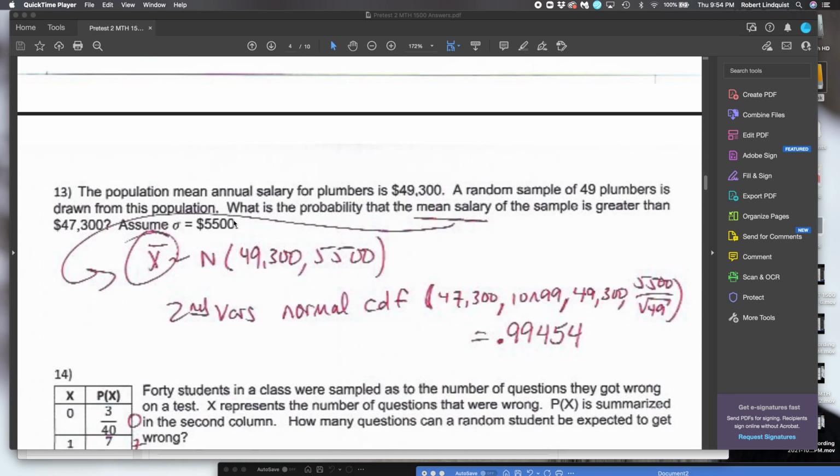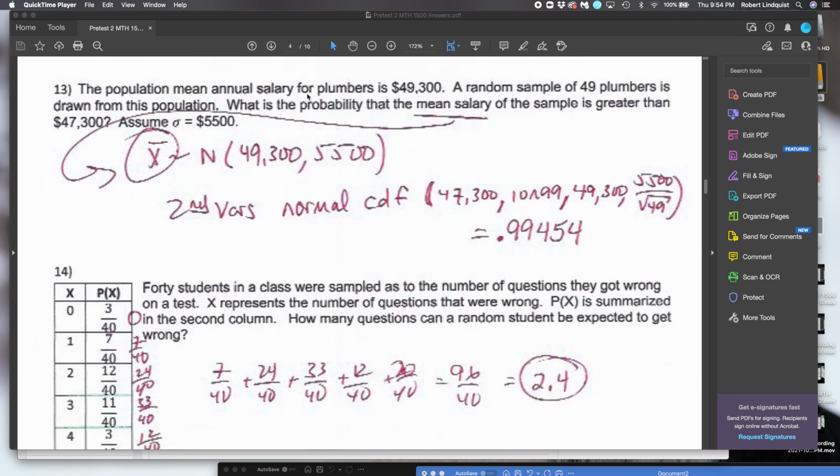Okay? Last one for this particular page, the population mean annual salary for plumbers is $59,300. Now that's the mean average salary. A random sample of 49 plumbers is drawn from this population. What's the probability that the mean salary of the sample? So this is going to be a normal again, but it's going to be normal for the mean salary of the sample, which means that you need to divide by the square root of the sample size at the end. So the scratch work, lowest is 47,300 because you want to have samples greater than 47.3. So 47.3 is the lowest. 10 to the 99th is the highest.